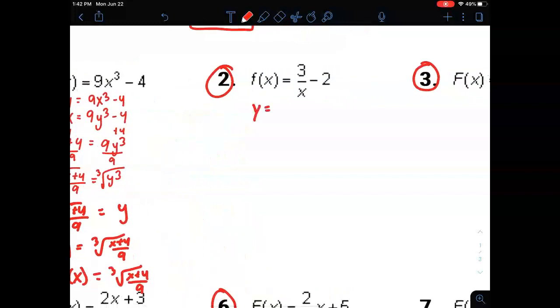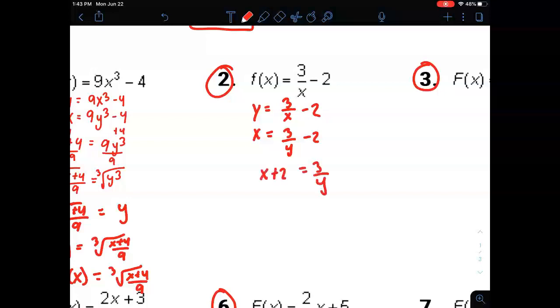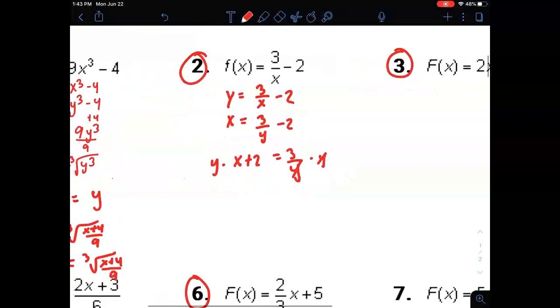Okay. So same thing. Replace with y, 3 over x minus 2. Flip variables. x equals 3 over y minus 2. Then we start to undo the processes. So plus 2 to both sides. x plus 2 equals 3 over y. All right. Now here's one that might be a little bit different, right? To undo something on the bottom, you have to multiply both sides, right? So those end up canceling.